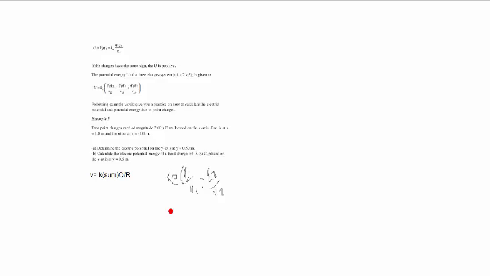So we will solve that and we should get our answer as 3.22 times 10 to the power of 4 volts. Okay, so this is the answer that we expect to get from the first one. Now let's look at part 2.